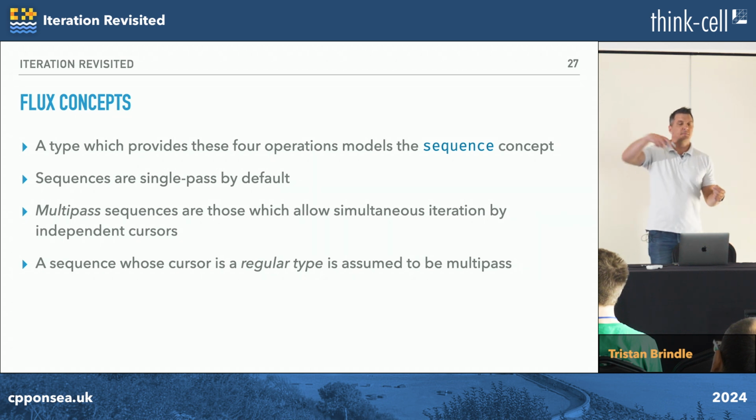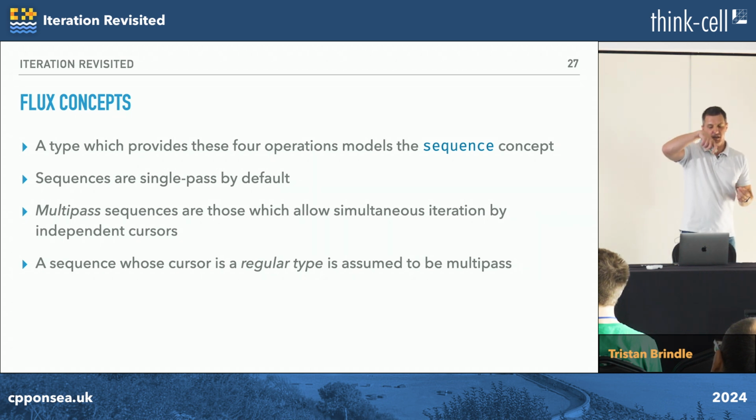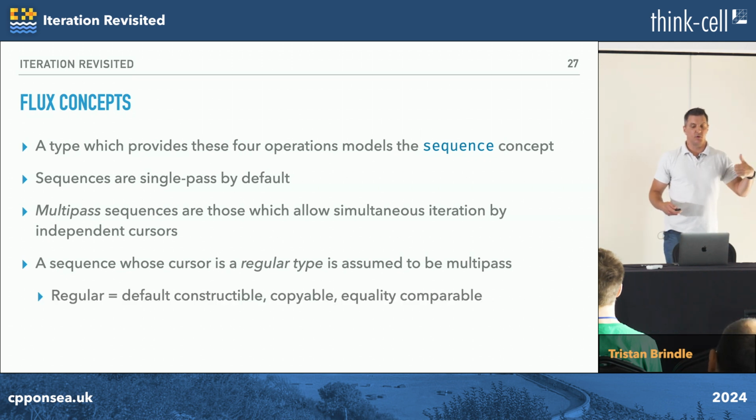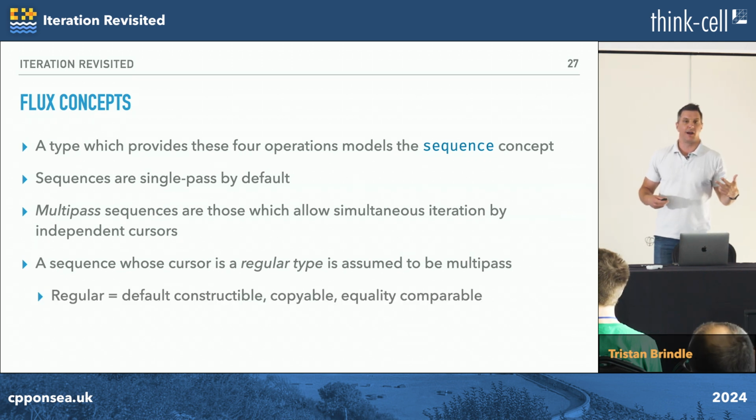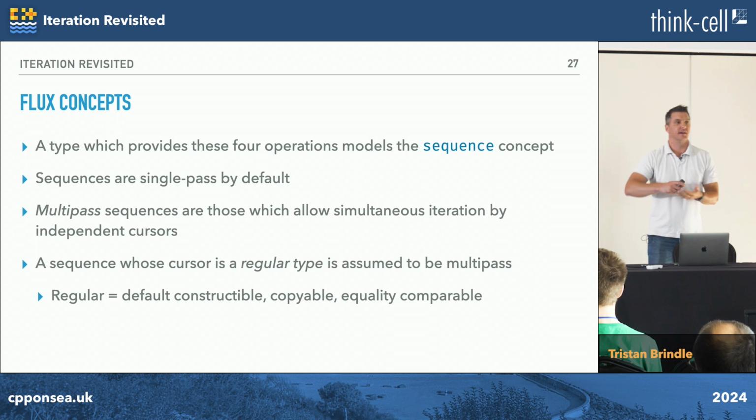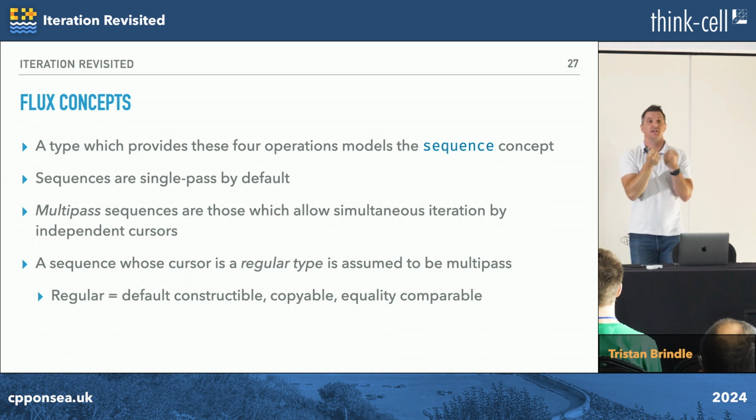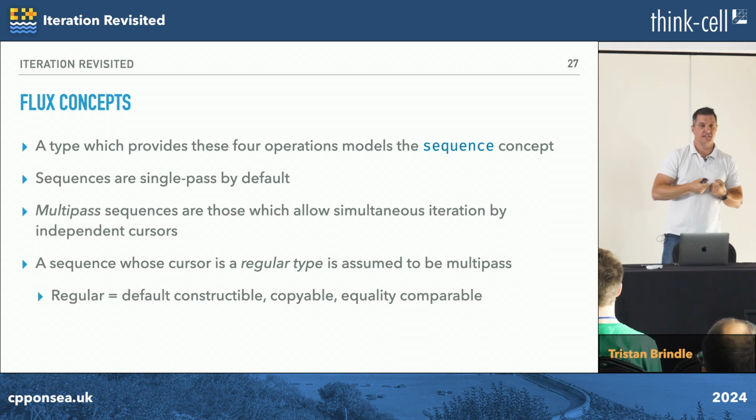So the multi-pass sequence concept, amongst other things, requires that the cursor type is what we call a regular type. That is, it's default constructible, it's copyable, it's equality comparable. So what this means is we can copy a cursor to save a particular position in the sequence, and we can compare two cursors to say, do you represent the same position? Right? This is quite important for building up algorithms.